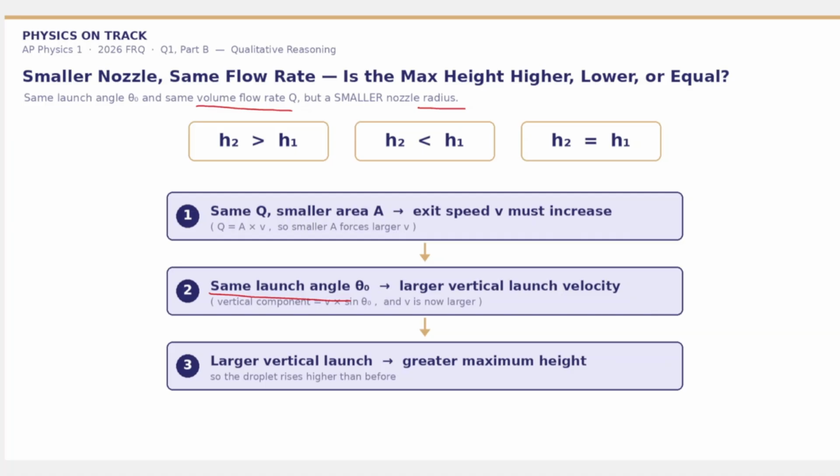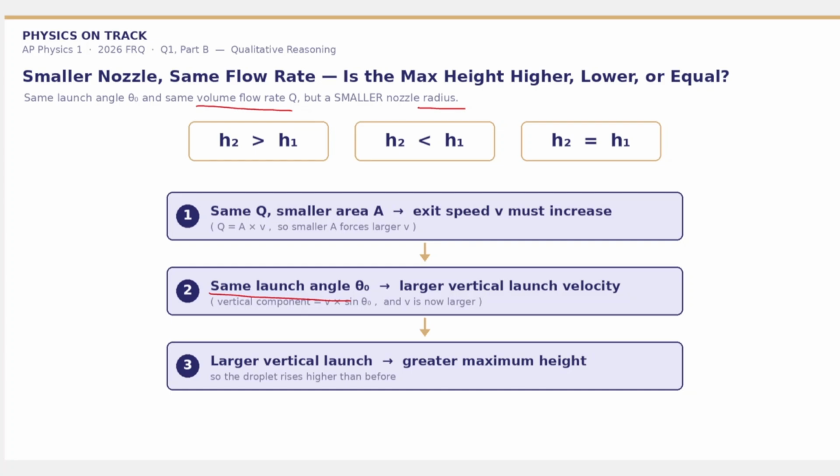This is how we can explain it logically. Since the volume flow rate is the same, the same amount of water is trying to pass through a smaller radius nozzle. And that means the water has to flow out faster so that the same amount of water as before can exit the nozzle. So the speed of the water has to increase if the radius gets smaller. And if the speed gets greater, with the launch angle being the same, the vertical velocity component also has to be greater. And if you have a greater vertical velocity, it means a greater vertical displacement, which means the maximum height will be greater now. So here the claim has to be h2 greater than h1.